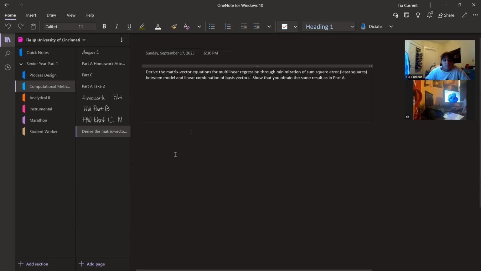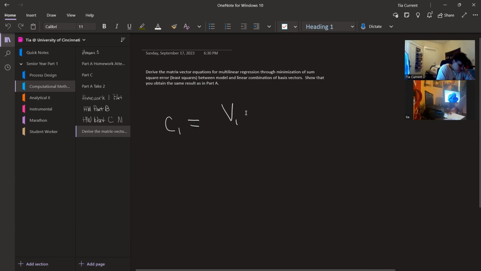Okay, so derive matrix vector equations through minimization of sum square error, least squares, between model and linear combination of basis vectors. Show that you obtain the same results as in part A. So let's write down what we got in part A again. At the end of that one, we got V1 vector dot product U1 vector, so our dependent times our independent value vector, and then two independent value vectors. This is what we're trying to obtain.